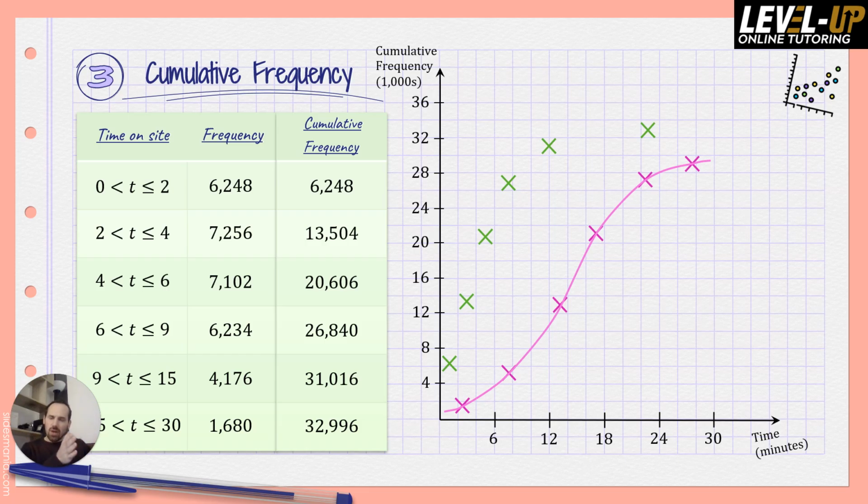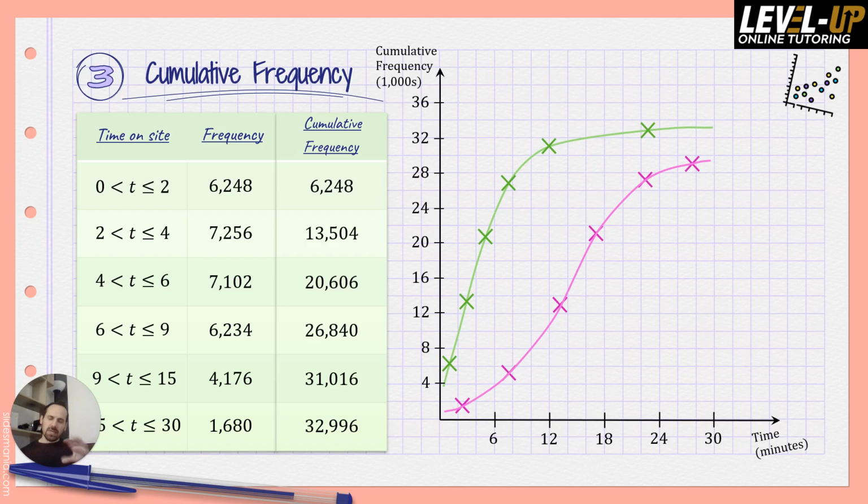Like we see here with the frequency, even though we have smaller categories near the bottom, the frequency is still a lot higher than, say, the 15 to 30 category, a much wider category, but yet we have far less frequency in it because there's just far fewer people that are on the site for that long length of time.